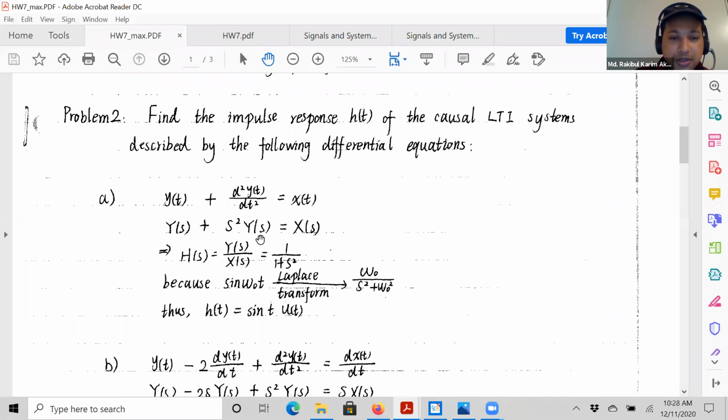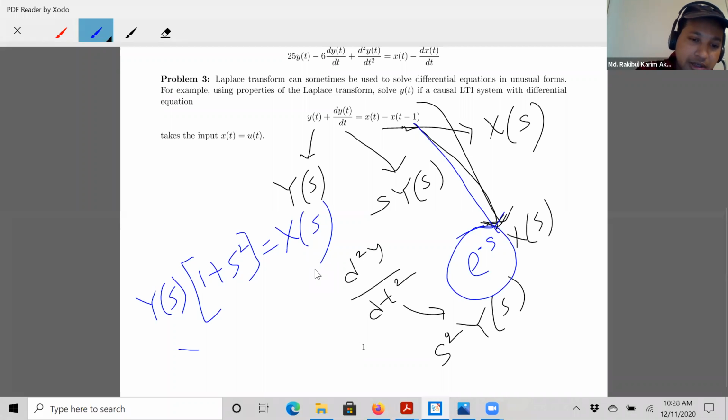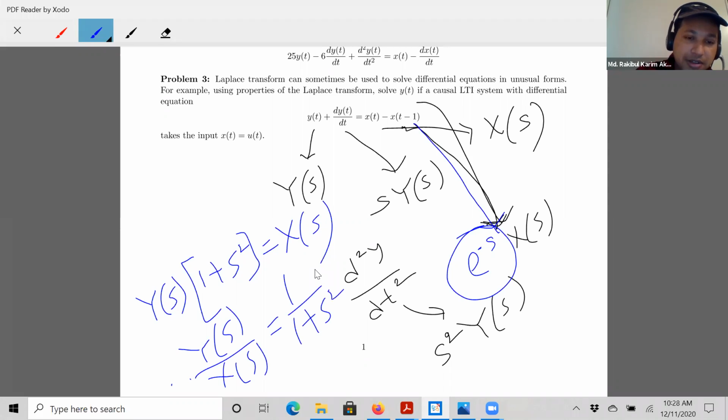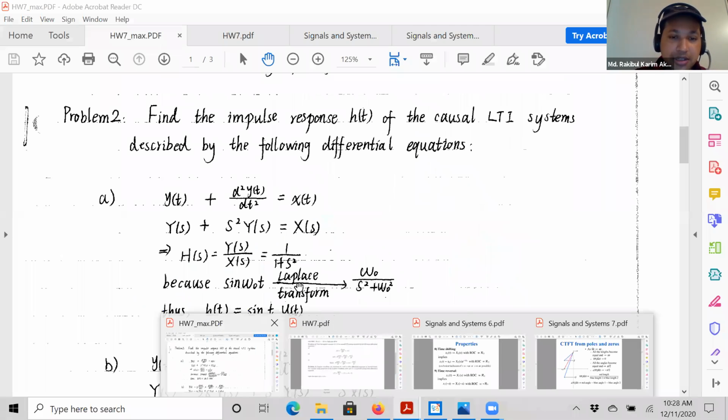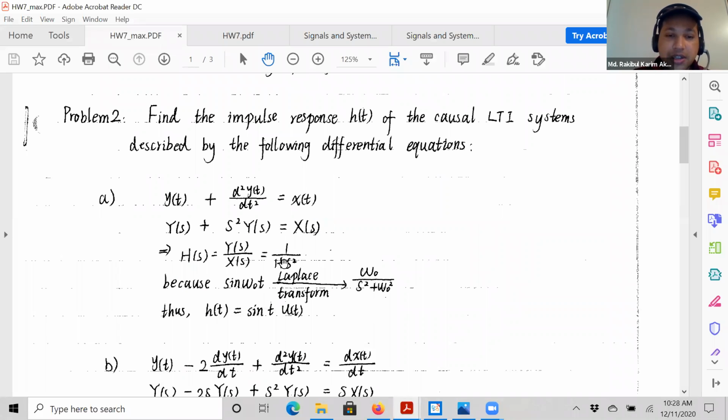Yes. So after that, if you take Y(s) divided by X(s), it becomes 1 by 1 plus s squared. Just normal mathematics. So this is 1 by 1 plus s squared. Now what you can do, you can do it the hard way, or you can use some tricks here.